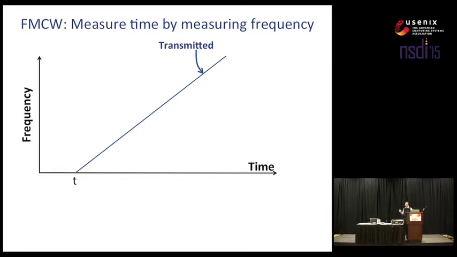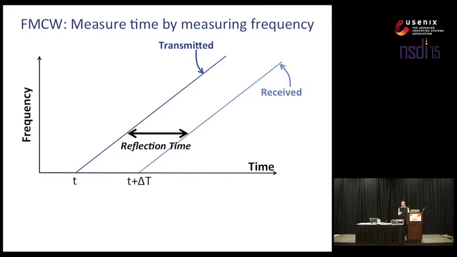But I told you that this reflection time is very hard to measure. Now the really nice thing about FMCW is that the transmitted and the received signal are also shifted with respect to each other in frequency. So if you can measure this frequency shift, then you can simply divide it by the slope of the signal that you generated, and then you will get the reflection time.